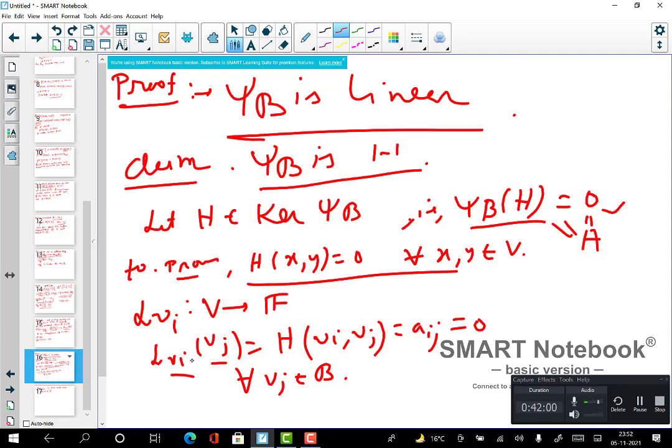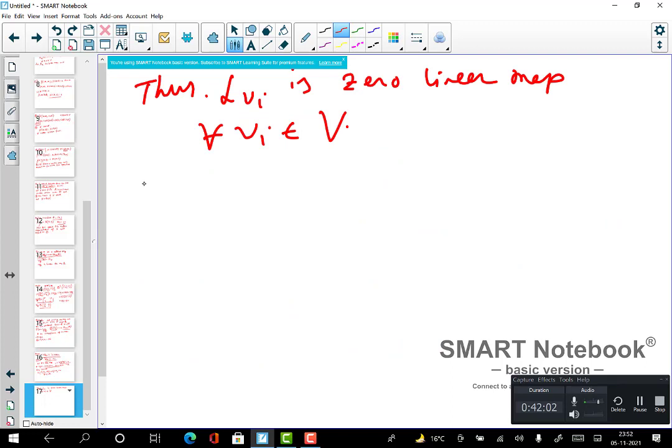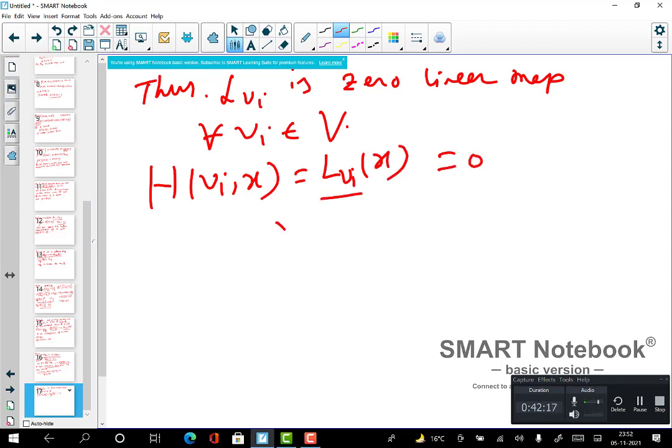So we can say that once this is the 0 map, we can define what H is on any Vi and any vector x. By definition this will be L_Vi of X. But because L_Vi is the 0 map, L_Vi of X equals 0, for all X belonging to V. So this only gets us the half part: when you fix Vi, H_Vi of X equals 0 for any vector Vi.